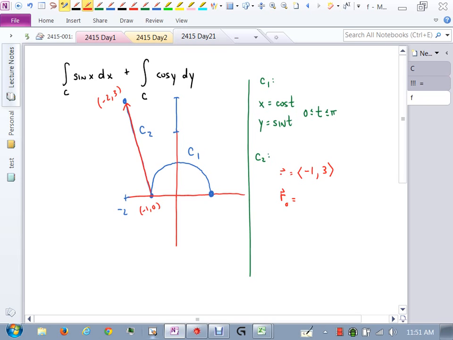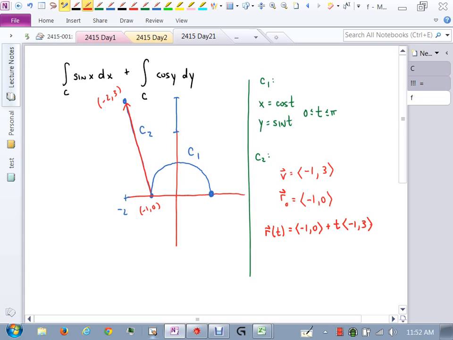I know my V kind of looks like an R there. My R naught is negative 1, 0, right? I want to start here and go to here. So what is the vector equation of that line segment? It's going to be R naught plus TV.